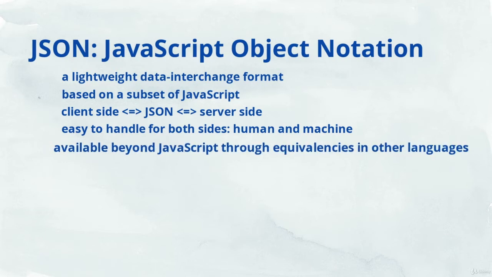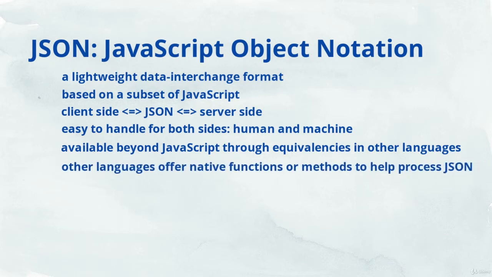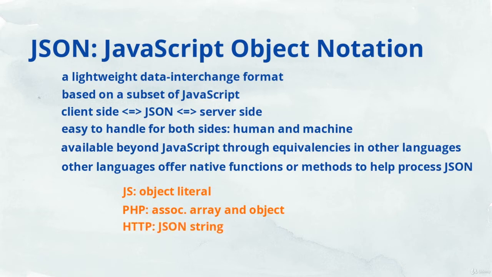love it. Although based on JavaScript, JSON's application range is well beyond that. It has equivalencies in almost every major language. Besides, in order to keep pace with tech developments, all major languages have introduced methods and functions to help us process JSON. In JS, JSON's equivalency is object literal. PHP uses associative array or object as equivalency for JSON. At the HTTP side, JSON's equivalency is a JSON string.